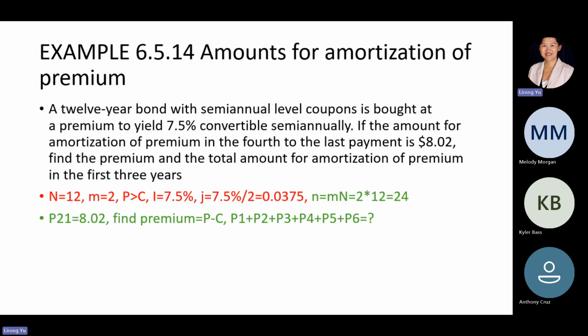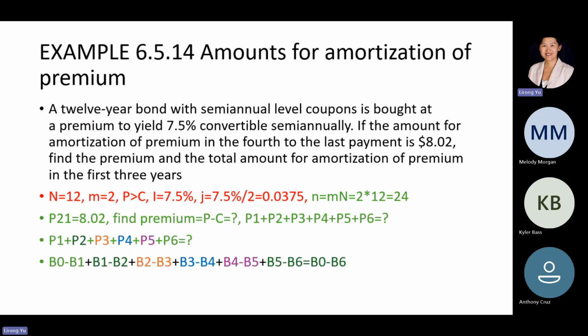And so there's a lot of difficulty in this question. We don't know the face value. We don't know the redemption price. We don't know the coupon rate. There's a lot of missing information. All right. Then the second sentence is telling us P21 equal to 8.02. We want to find the premium, which is supposed to be P minus C. We also want to find the total amount of amortization of premium in the first 3 years, which means we want to find the summation of the first 6 PT, which is the principal, the premium.